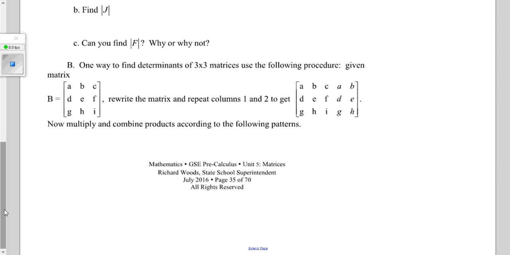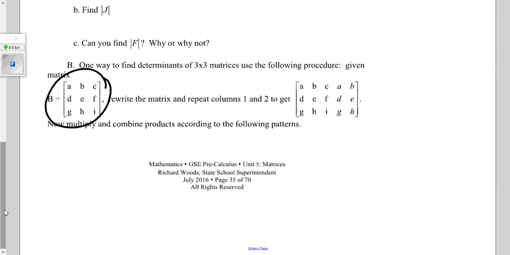When we are working with the determinant of a 3 by 3 matrix, so we've worked with 2 by 2s, that wasn't a problem. When we're working with 3 by 3s, we do it a little bit differently. We're going to do it by hand. First off, you've got your matrix, okay? Matrix B is what we're calling it.